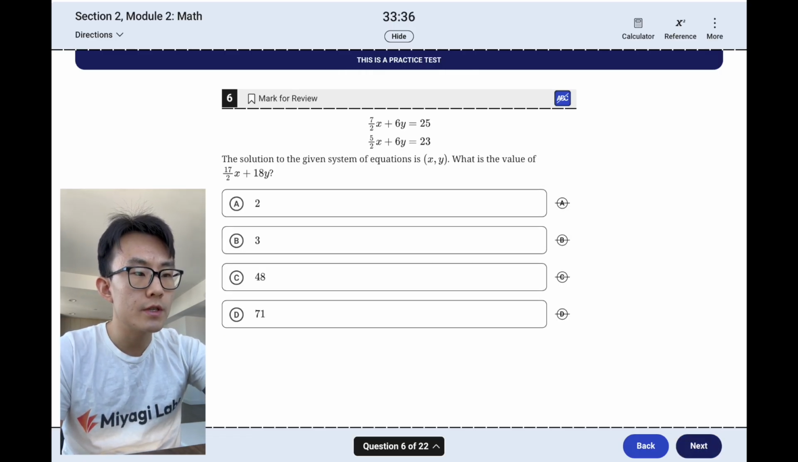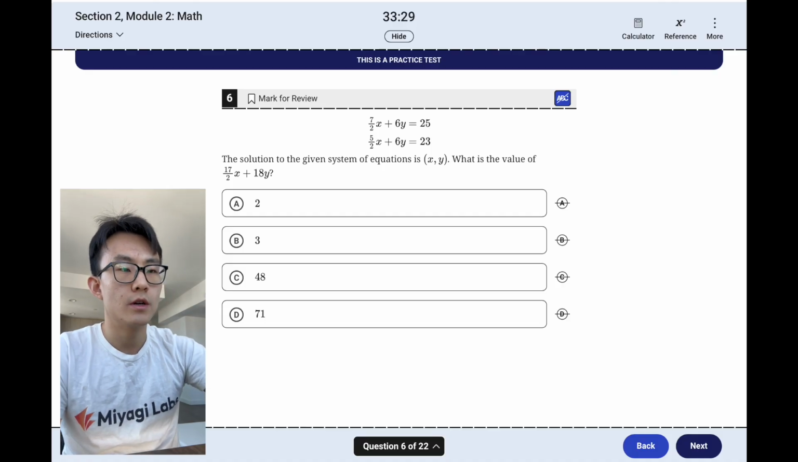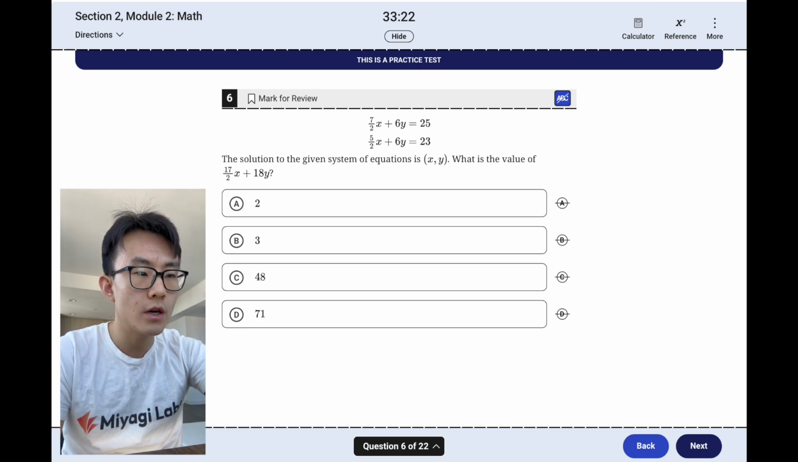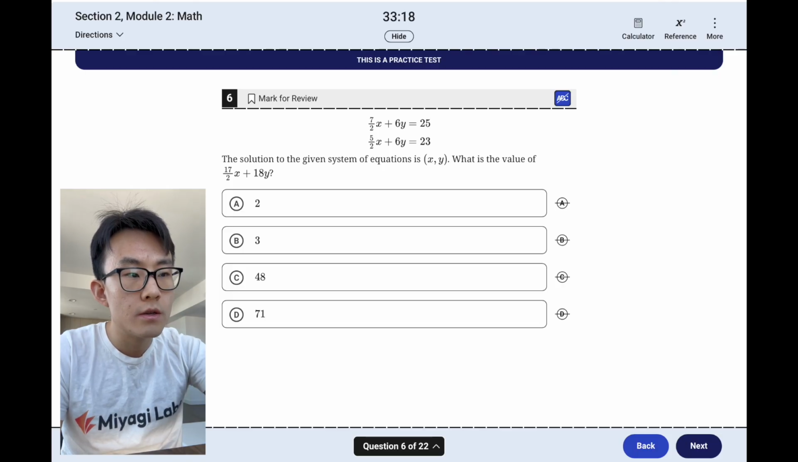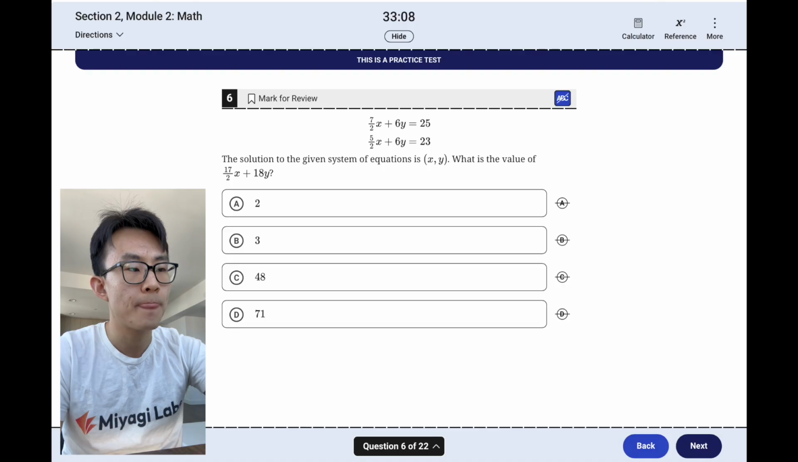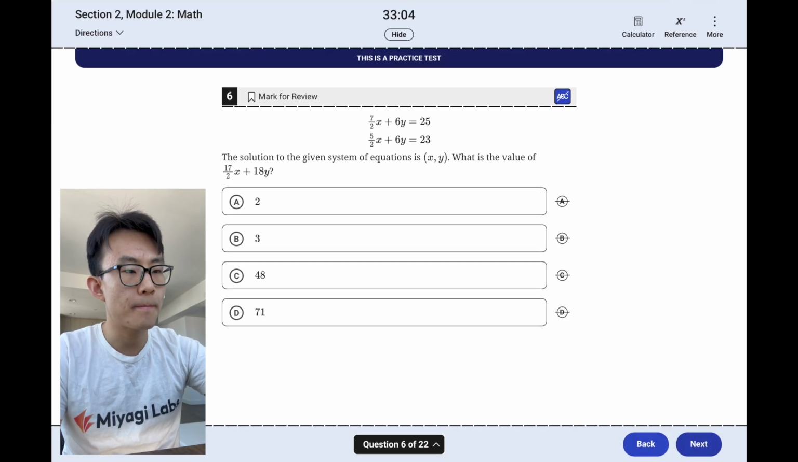What's the value of 17 over 2x plus 18y? Okay, this is again something we can just Desmos really quickly, but let's just solve it normally. So if we subtract, we get x equals 2. Then x equals 2 means 7 plus 6y equals 25, 25 minus 7 is 18. So x equals 2, y equals 3.